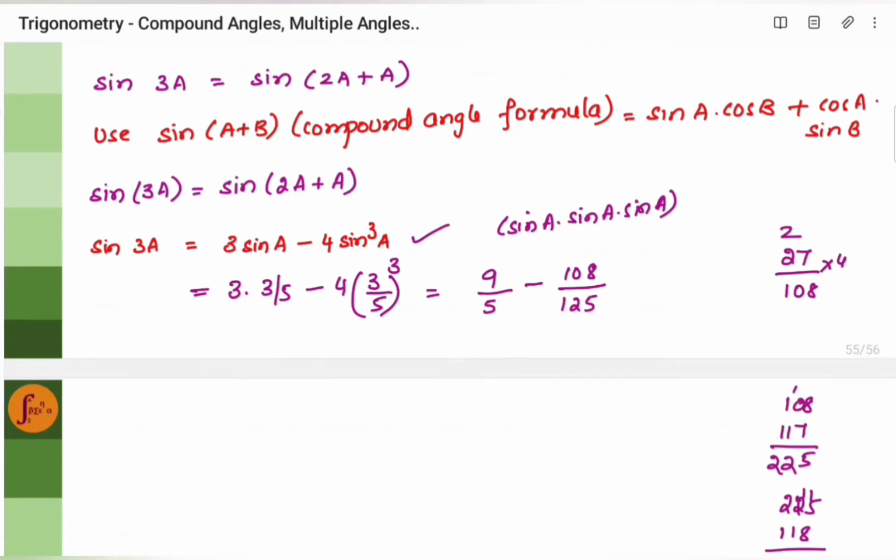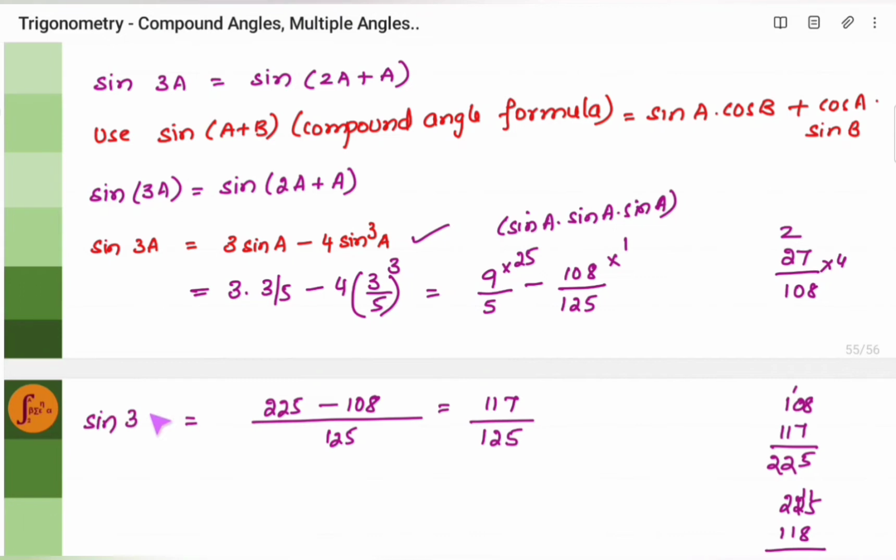Now we'll take the LCM. LCM would be 125. This will go 25 times, 5 into 25 is 125, and 125 once. So it's going to be 225 minus 108, which is 117 by 125. This is the answer for sine 3A.